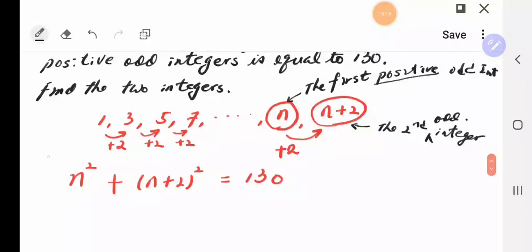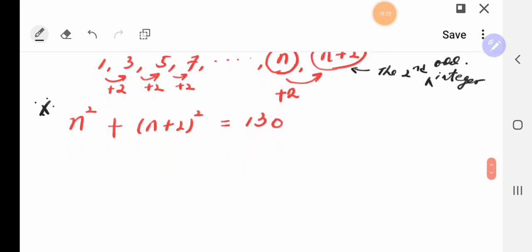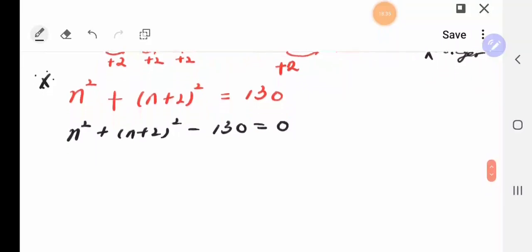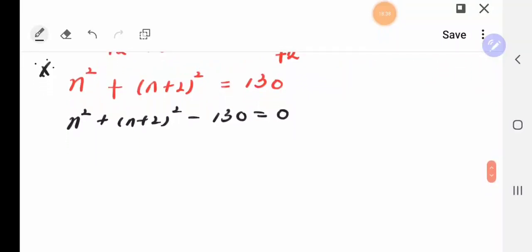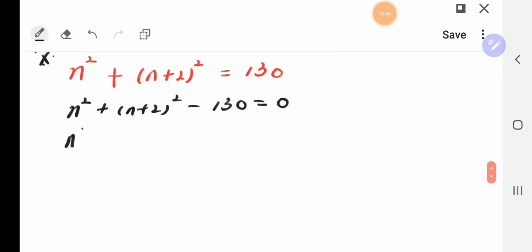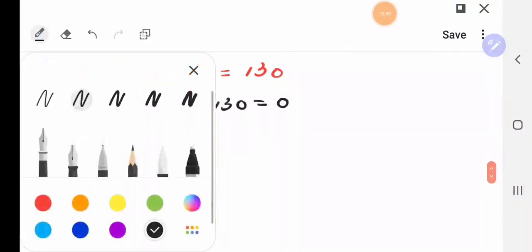So we have an equation like this. From this equation, let's find n. Let's solve for n. In order to solve this, we have to do what? Collect all the terms to the left, and then factor the left-hand side of the equation. So the right side of the equation is always 0. So for this, we have to distribute. Let's distribute the second term using the formula. Do you remember the formula? A squared.